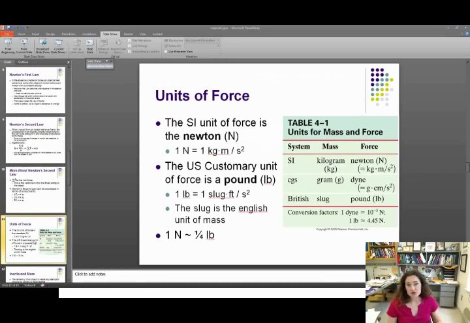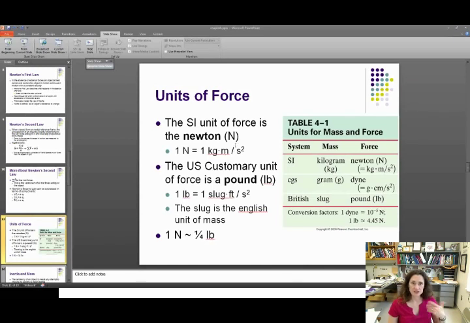Okay, so we're moving into a new unit. The SI unit of force is going to be called the Newton in honor of Sir Isaac Newton. The abbreviation is a capital N. Okay, it's a derived unit. In order to get a Newton, you have to multiply a mass times an acceleration. So the units of mass are kilograms, and the units of acceleration are meters per second squared. So 1 Newton is going to equal 1 kilogram meter per second squared.